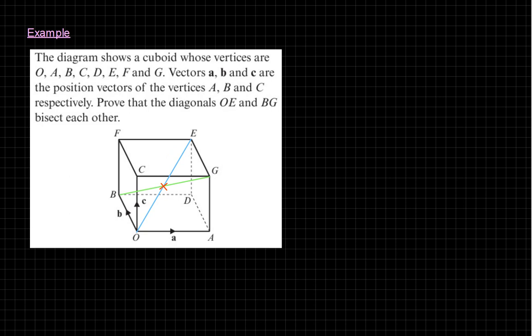Right, so notice there's no actual values going on here. The closest we've got to a value is we're told that this is little a, little b, and little c. So we're going to have to do this almost algebraically. So we're talking about a general case here, which is quite impressive. If we can prove this, then we've proved that for a general case in a cuboid, these diagonals bisect. So let's see how we would do this.